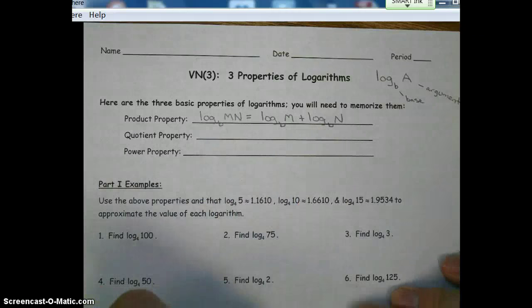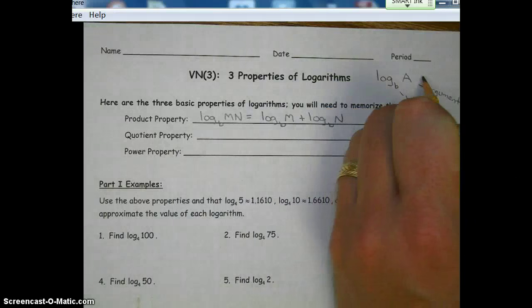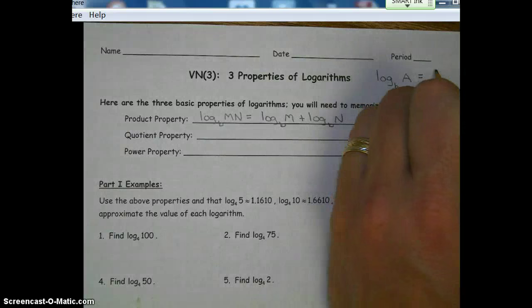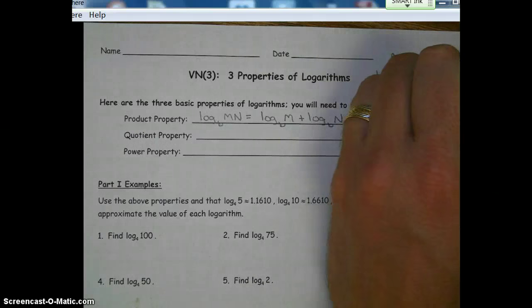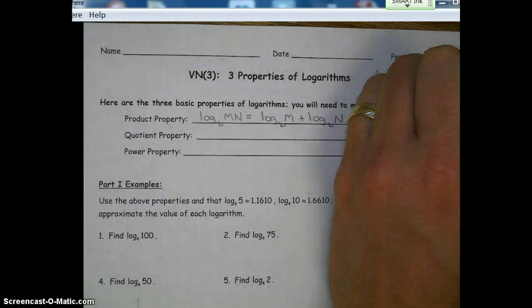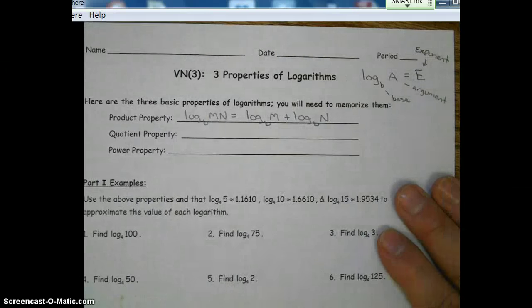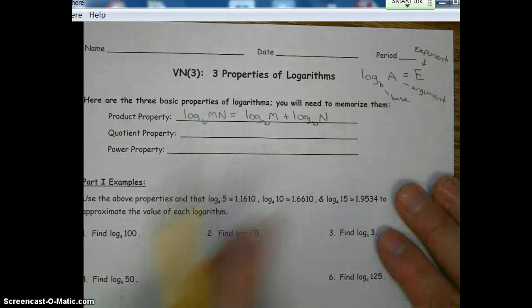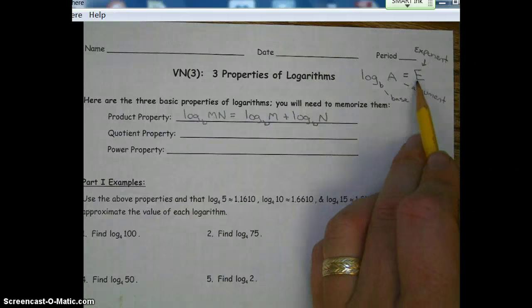Another very important note I want to bring up right now is that the answer to a logarithm is an exponent. We'll just call it E for exponent. Okay, the answer to a logarithm is an exponent. I'm going to say that over and over again. You need to remember that.